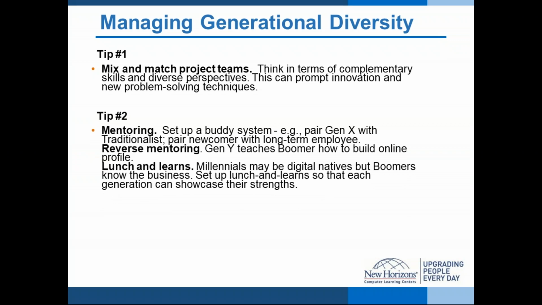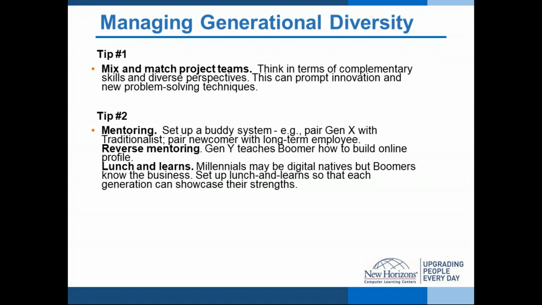Tip number 2 is all around mentoring, reverse mentoring, and lunch and learns. Again, this crosses all the generations. So mentoring, what you'd want to do is set up a buddy system. For example, you pair a Gen X with a traditionalist, or you pair a newcomer with a long-term employee, and it provides a mentoring opportunity. Then there's reverse mentoring. Very often we think of mentoring as, for example, a traditionalist mentoring a millennial. But reverse mentoring is when a younger generation teaches an older generation a few new tricks. A Gen Y, for example, teaches a boomer how to build an online profile. So there's mentoring, and then there's reverse mentoring.